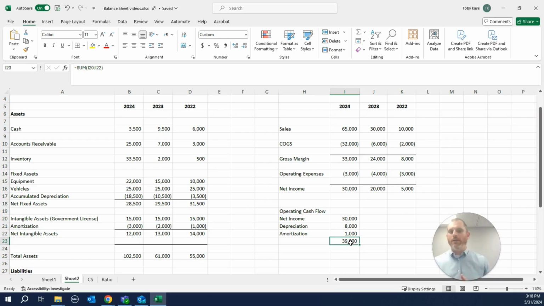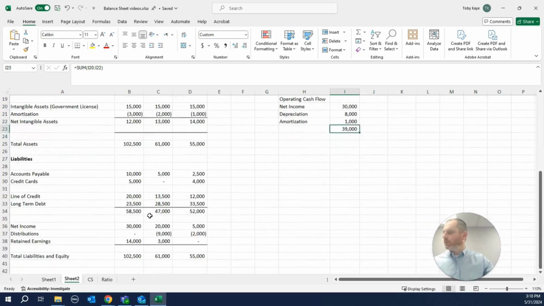So why is it not in our bank account? Well, maybe Widgets R Us took all the money out. So over here, if we look at distributions, no distribution in 2024. So maybe Widgets R Us paid down all their debt. Well, if we go up to debt, we see that there was $11,500 of extra debt that they took on. So they actually have even more than $39,000. They were taking money from the bank as well for their business.